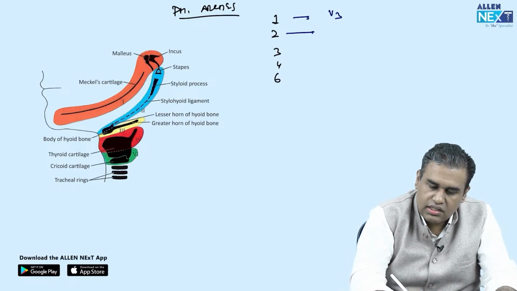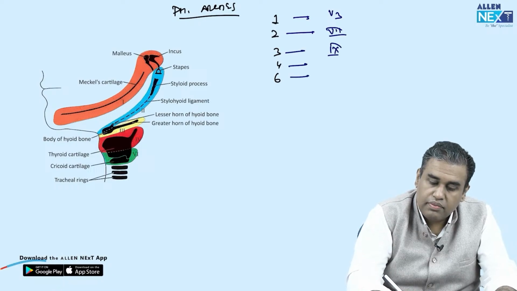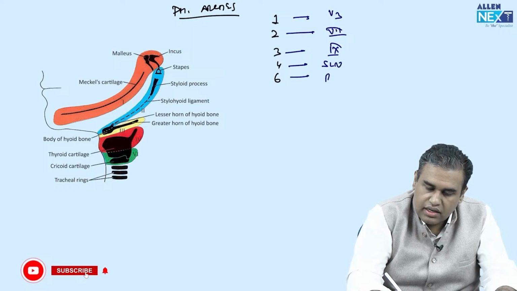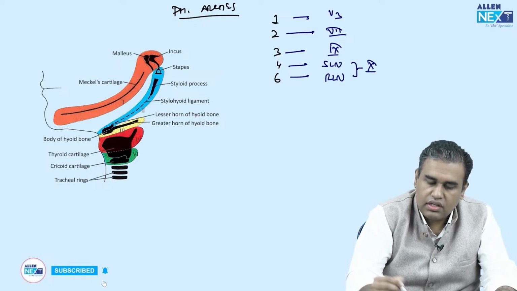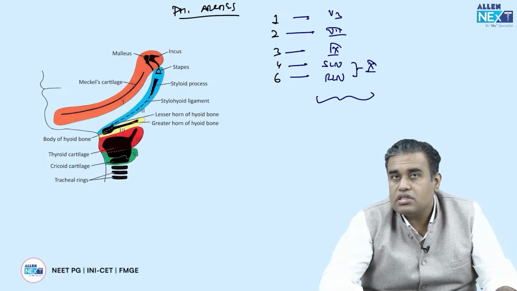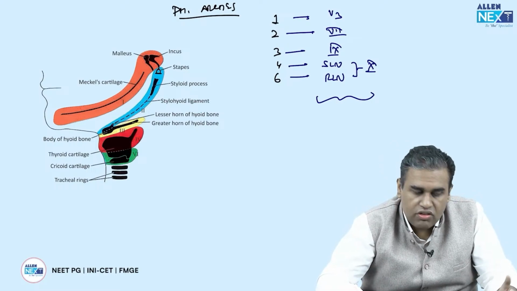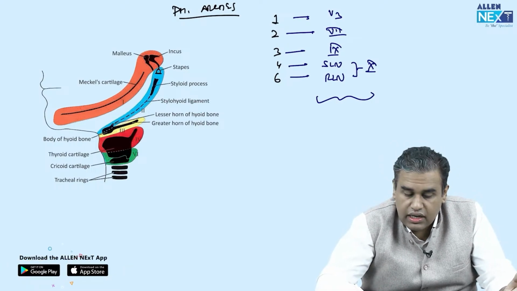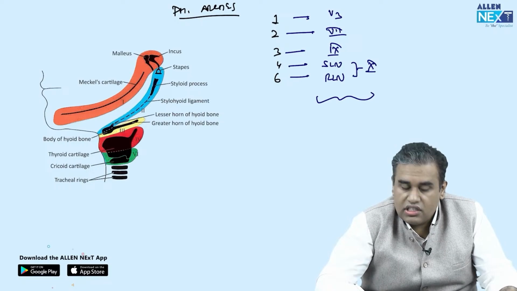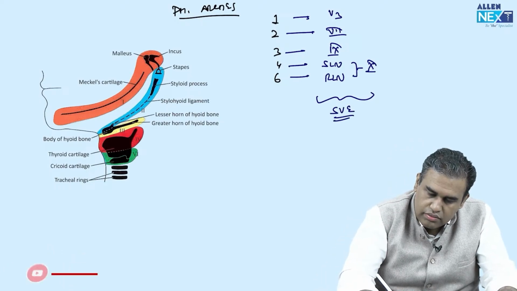V3. Second arch की 7th nerve. Third arch की 9th nerve. Fourth, 6th की superior laryngeal and recurrent laryngeal, both branches of 10th nerve. Now if I ask you, they come under which nuclear column? जो हमने पढ़ा था cranial nerve nuclear column. They come under which nuclear column? Special visceral efferent. याद रखो.